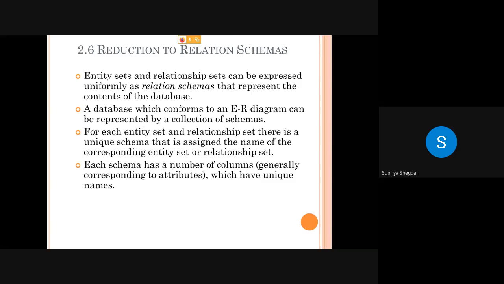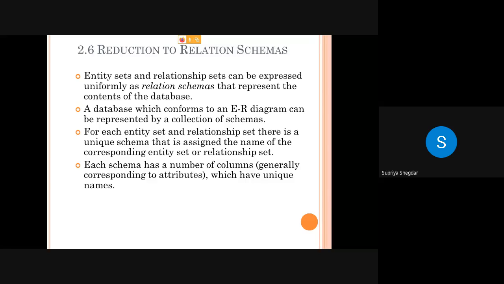So the entity set and the relationship set can be expressed uniformly as the relation schema that represents the contents of the database. Means especially the entity set and the relationship set, they are expressed in the relation schema. Then a database which conforms to an ER diagram can be represented by a collection of schema. For each entity set and the relationship set, there is a unique schema that is assigned the name of the corresponding entity set or the relationship set.